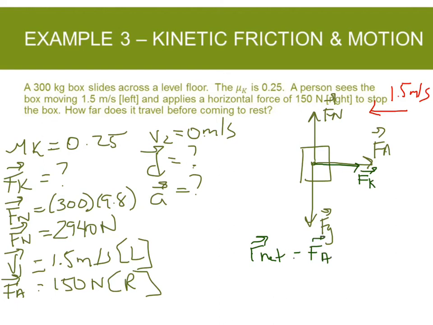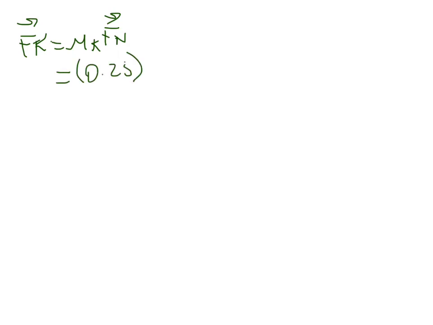So we're actually going to be adding our applied force and our force of kinetic friction. Okay, so we haven't calculated our kinetic friction yet, so let's go and calculate that. So we're going to do our coefficient of kinetic friction times our normal force. So we're going to do 0.25 times 2940. So we get 735 newtons.